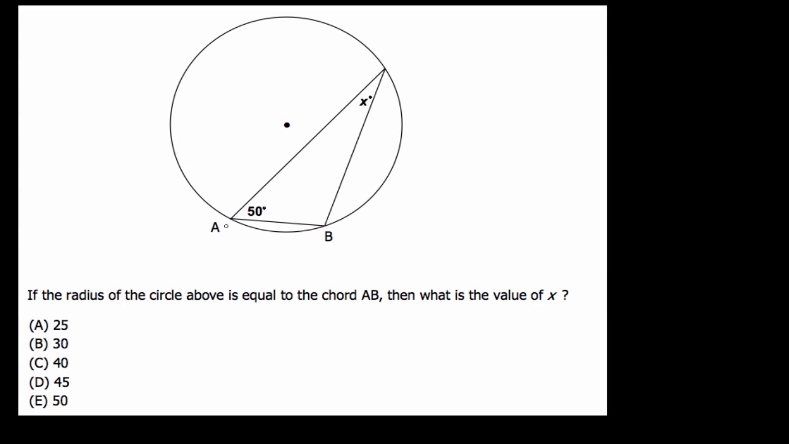We are given a diagram. It says, if the radius of the circle above is equal to the chord AB, then what is the value of x? So we want to find the value of angle x, given that the radius of the circle is equal to the chord AB. Before I come to answering this question, let me just show you something.